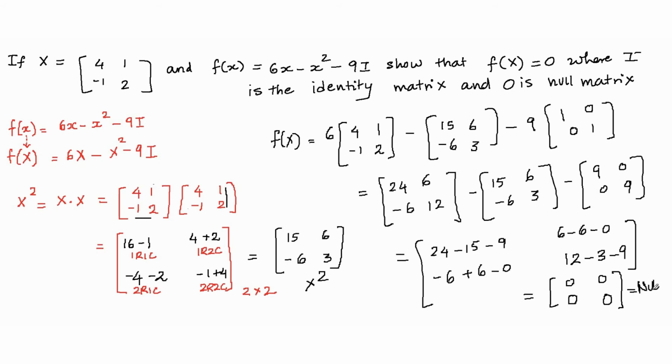And this is what we had to prove, right? We had to show that it is a null matrix, and I have shown that it is a null matrix. So finding the square of a matrix using matrix multiplication and then multiplying scalar with a matrix and then simple addition subtraction of matrices really helped.